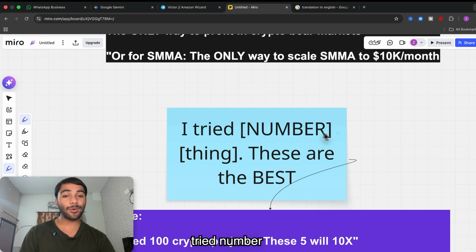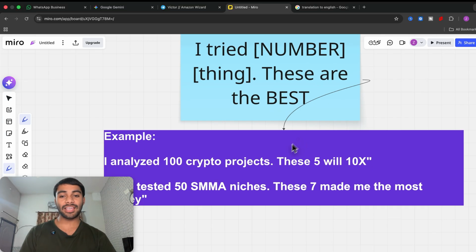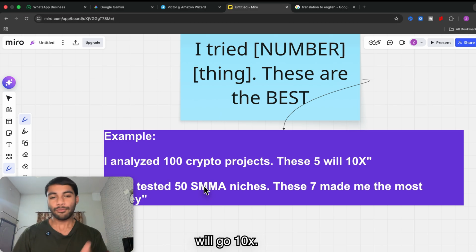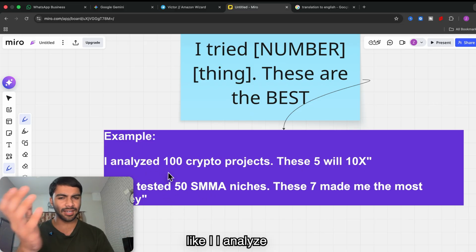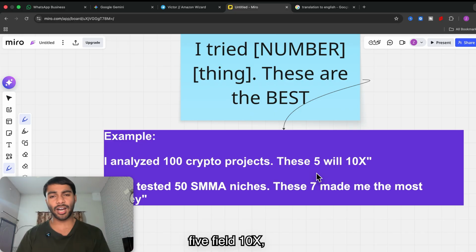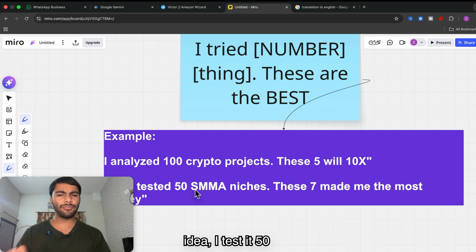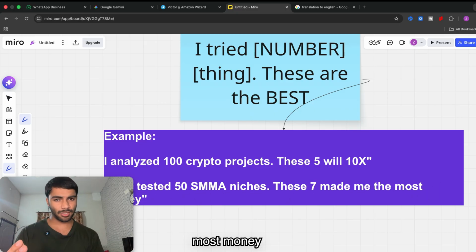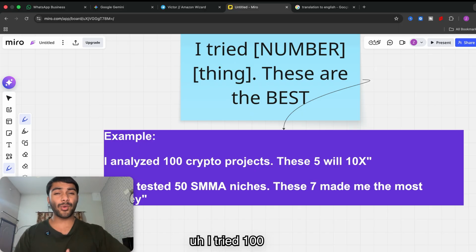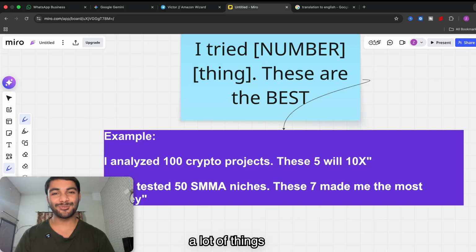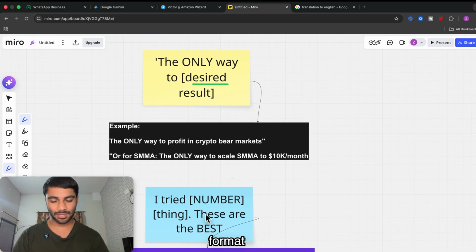And the second is the "I tried" number thing. Like, I tried 100 crypto coins and these are the best five that will go 10x. Like, I analyzed 100 crypto projects, these five will 10x. Or I traded 100 meme coins and these are the best meme coins. You got an idea. Or I tested 50 SMMA niches, these seven made me the most money. Or I tried 100 products on Shopify and these are the best three that made me a millionaire. You can create a lot of things by using these formats.